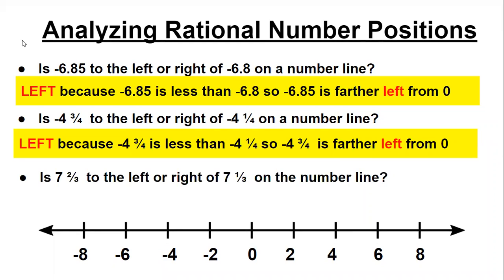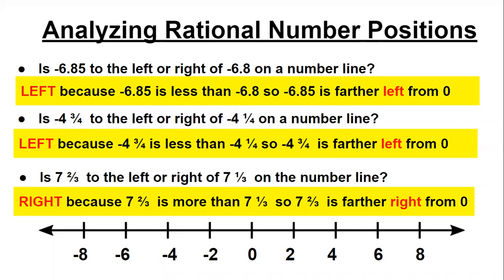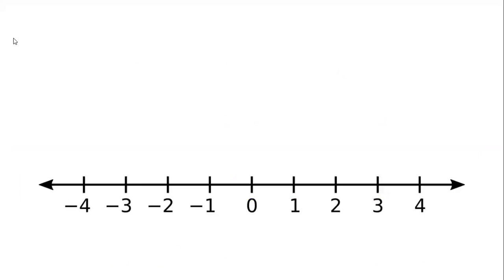Is 7 2/3 to the left or to the right of 7 1/3? Now this is a positive one, right? So it's to the right because 7 2/3 is more than 7 1/3. So 7 2/3 is going to be farther to the right. So should be putting it in there. There's about 7 1/3 and there's 7 2/3. So it works just the opposite on the right side of 0. The numbers get bigger as you go farther away from 0.